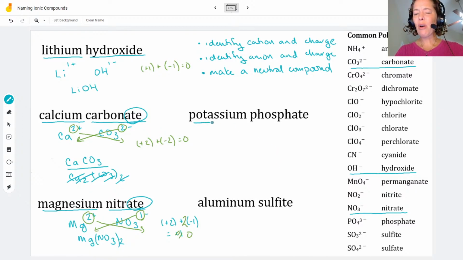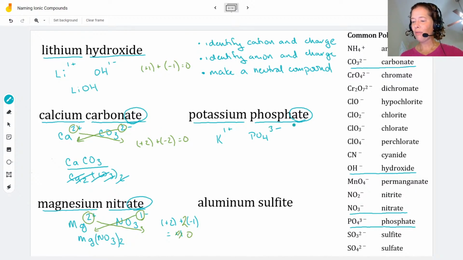Okay, let's go on to our next one, potassium phosphate. Potassium, let's do our cation first. Potassium is K. When it has a charge, it's +1. Phosphate, again, hopefully the ATE ending clues you in that we need to go look at the polyatomic ion list. Here we go. Phosphate is down here. So this is PO4 with a charge of -3. So let's check if we have a neutral compound. No, we don't have a neutral compound, but let's write it down.